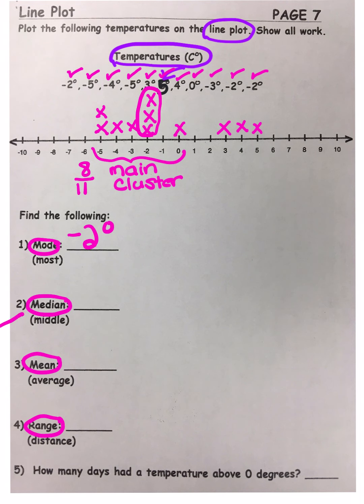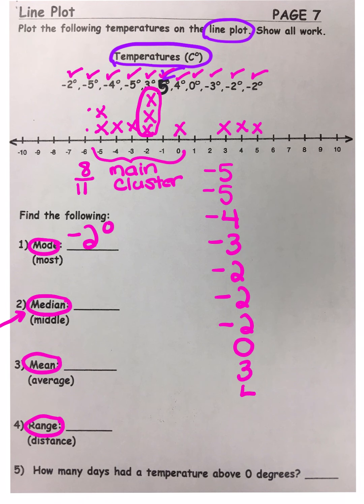Now, in order to find the median, we have to list our temperatures from least to greatest. But we can use the line plot to help us organize that list. You can see there are 2 -5s, so let's start there. -5, -5. A single -4, please make this list along with me. -3, 3 -2s, 0, 3, 4, and 5.